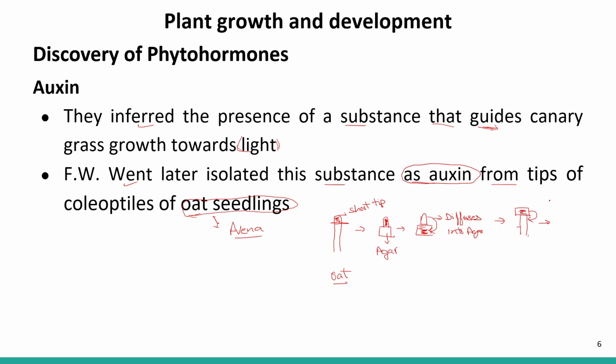Then what happens? If it was illuminated by light, there was a movement again here. The block was kept here, the substance has diffused here in the tip region, and there was a movement seen. So this is how auxin was discovered by F.W. Went. This is known as the agar block experiment.